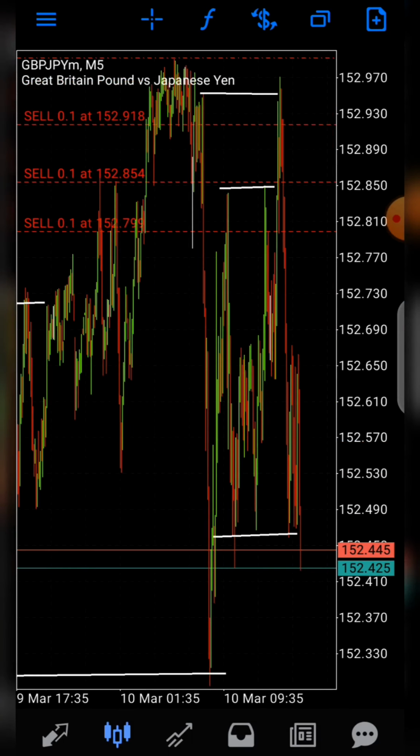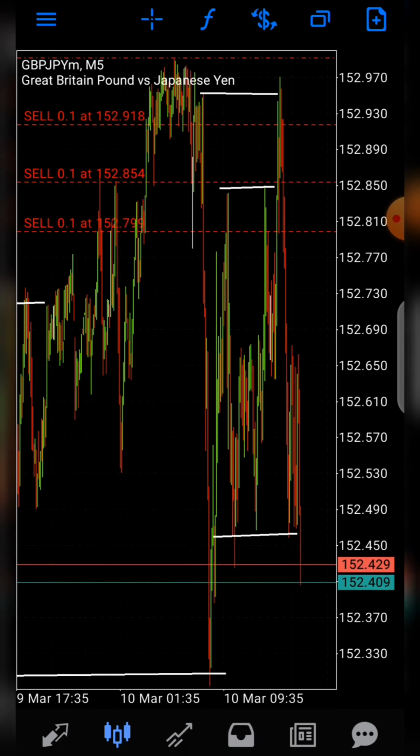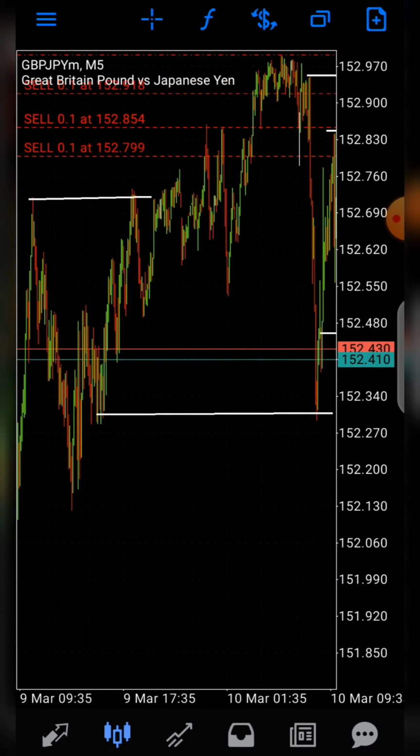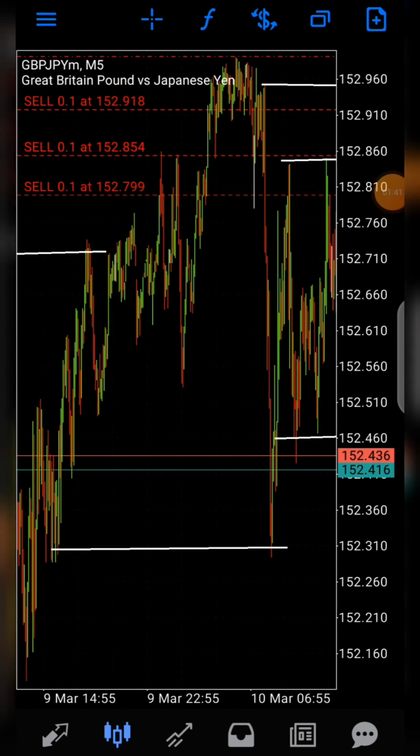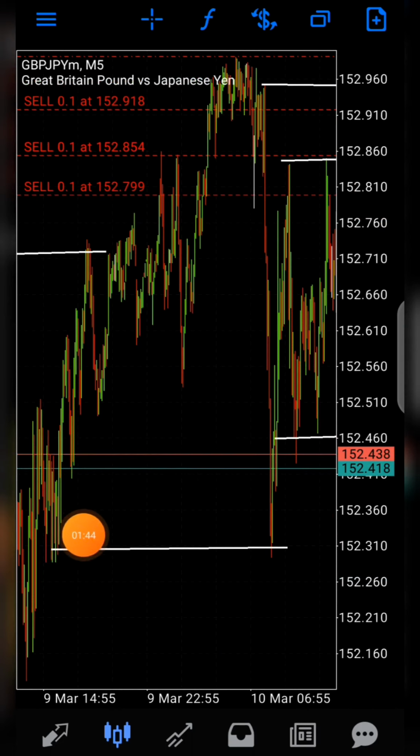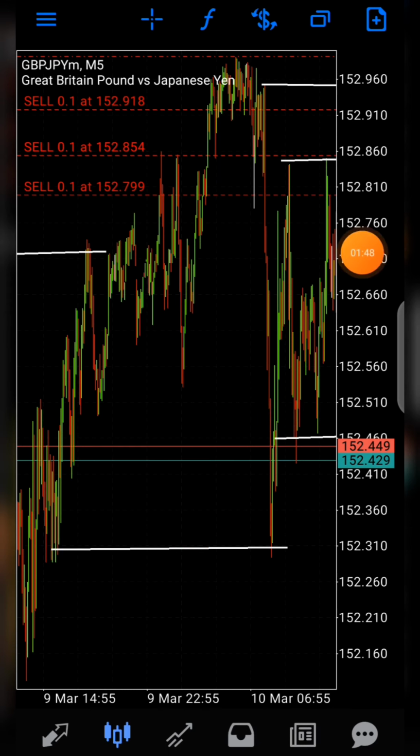From the previous video you just watched, you can see the liquidity zones. Please don't mind the way I sound. This is the liquidity zone that you expect price to come and clear.